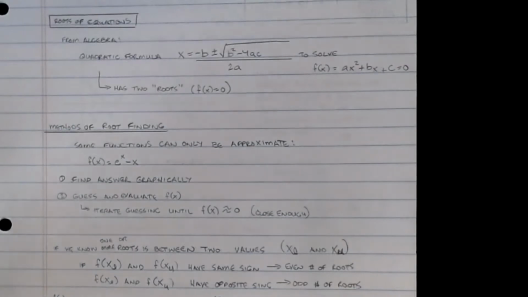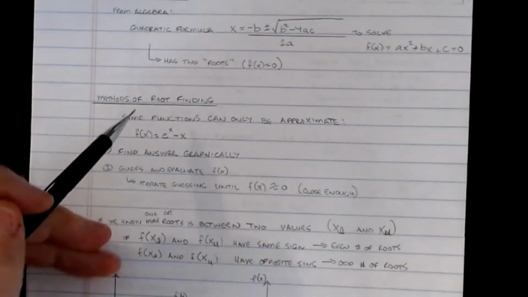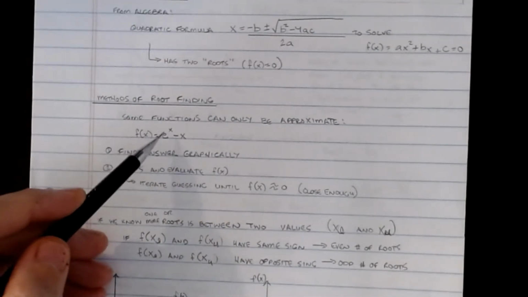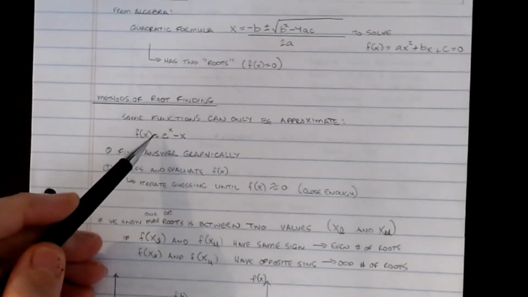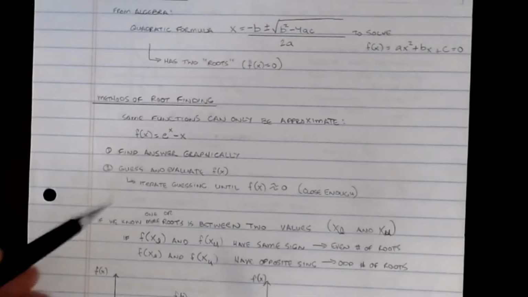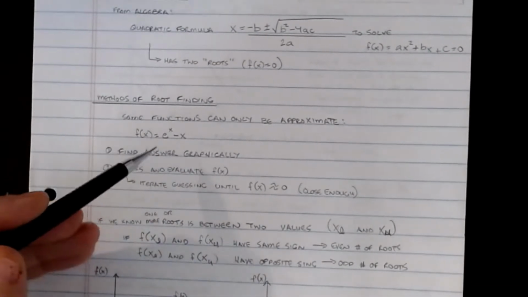Say that you have a function in this case that is e to the x minus x. Well, we have a couple of options to be able to do this. Some of the methods that we can use: we could find the answer graphically. I could set this equation equal to 0, and then I could plot e to the x, and then I could plot x, and I could graph those, and wherever they cross, that would be the location where this difference would be equal to 0. That's one way to be able to do it.